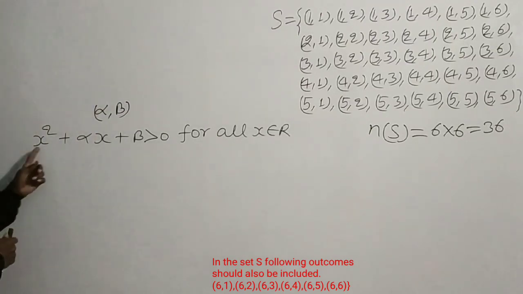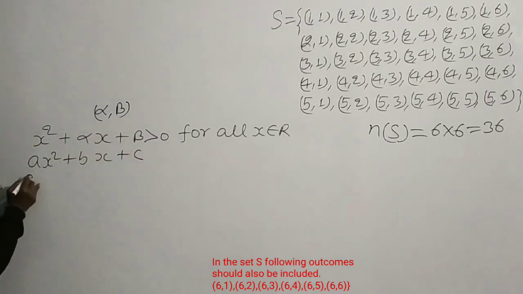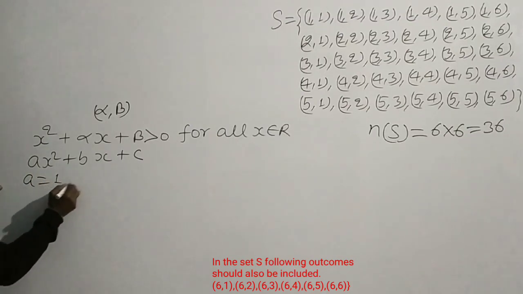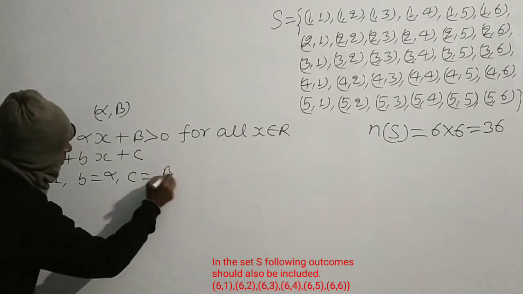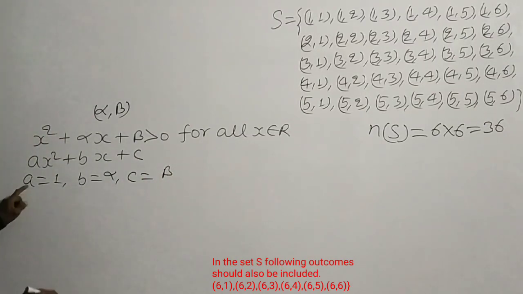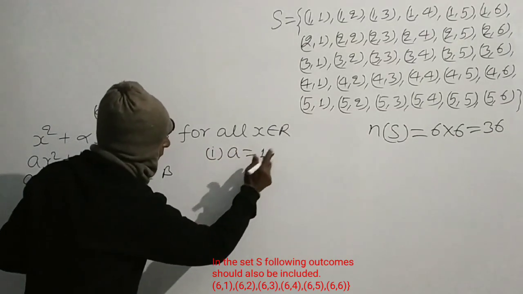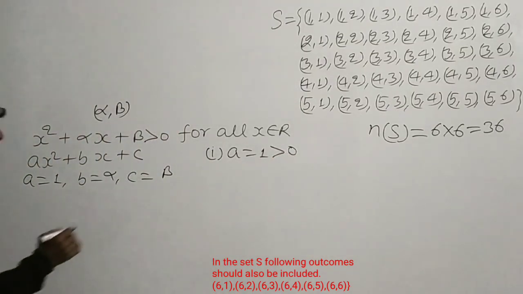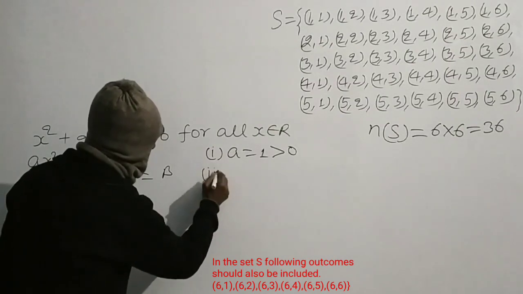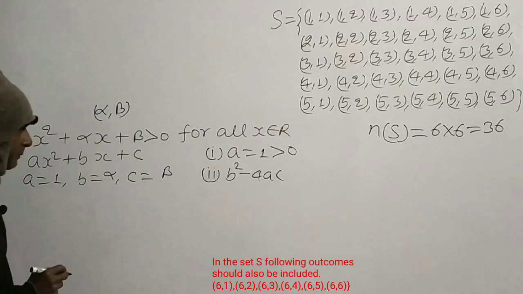Comparing this quadratic expression with ax square plus bx plus c, we see that a is equal to 1, b is equal to alpha, c is equal to beta. First condition, a is equal to 1 and 1 is positive, therefore the first condition is already fulfilled. Second condition, b square minus 4ac should be negative.